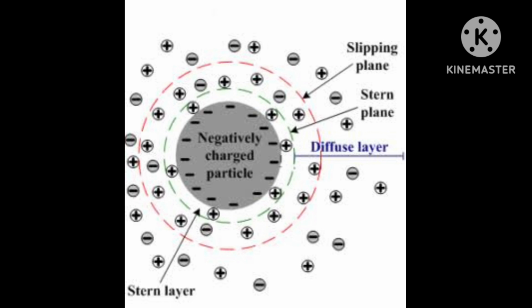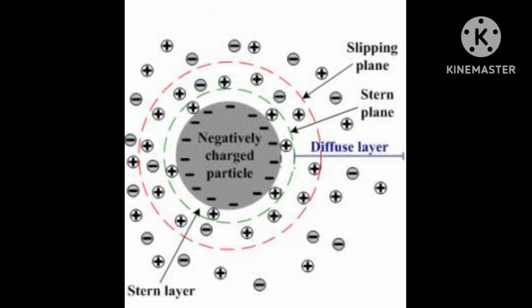Now another example I am telling you: salts of starch, gum, gelatin, clay, charcoal, etc. All have negative charge. Means starch salt, gum salt, gelatin salt, clay salt, charcoal, all are negative charge. You have to remember all these things.